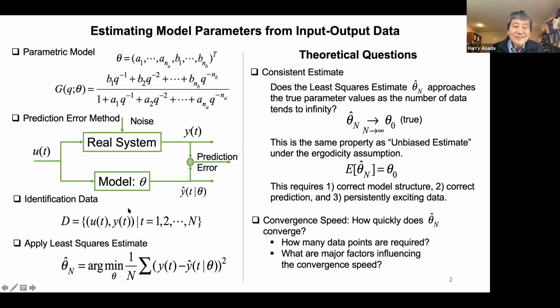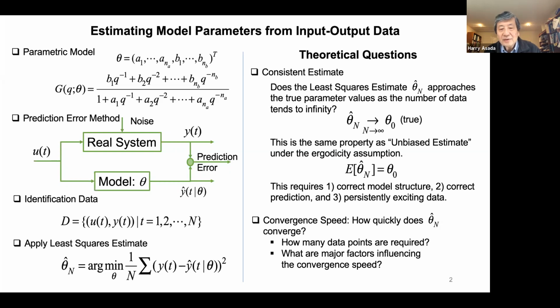It's a basic formulation that can be applied to a much broader class of systems, not just this simple single input, single output transfer function. But the basic concept should be applied to a broader class of systems. Now, two theoretical questions, both very important. You care about: what is the so-called consistent estimate?